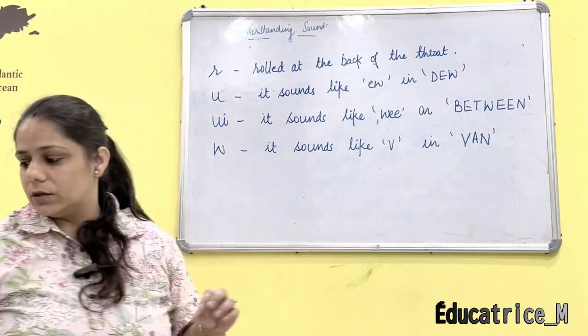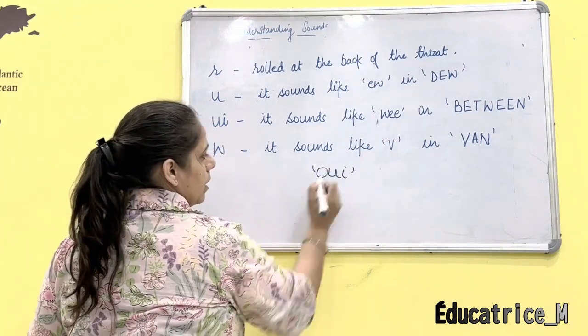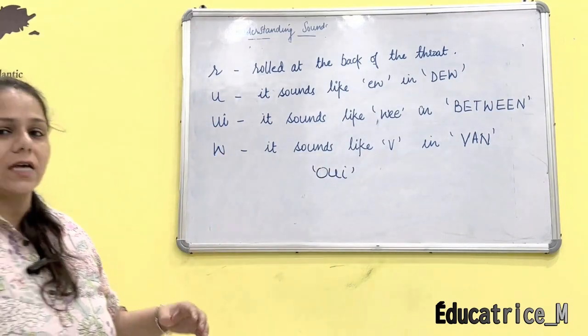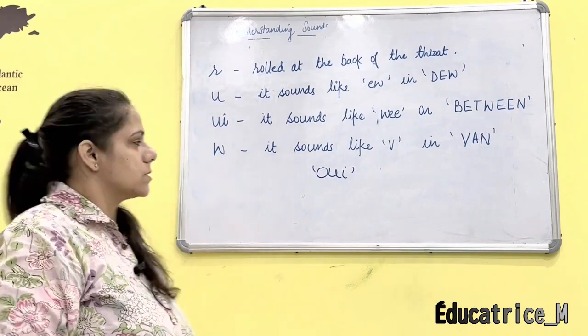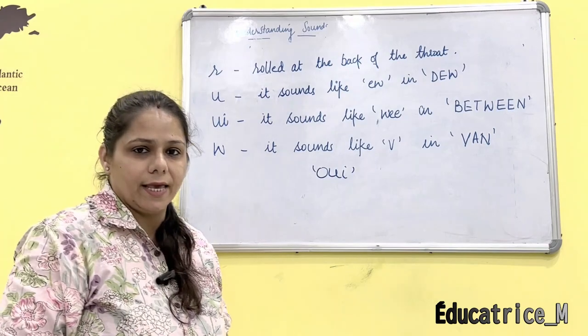The spelling of that is OUI, which sounds like we. So O, U and I, whenever they come together, sound like we.